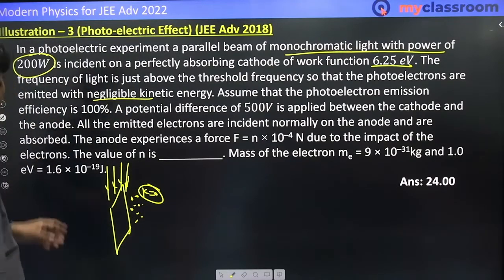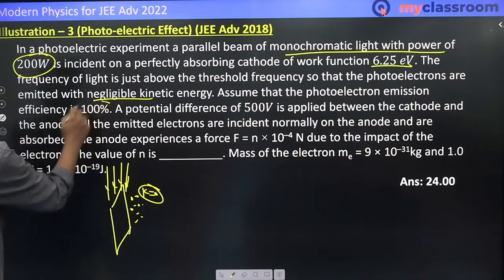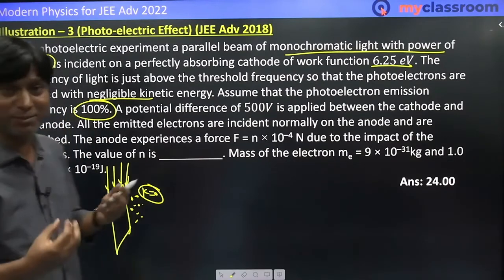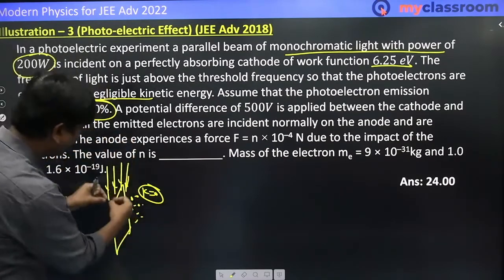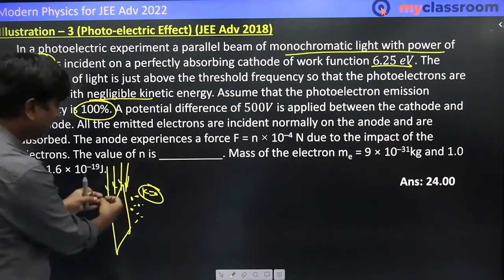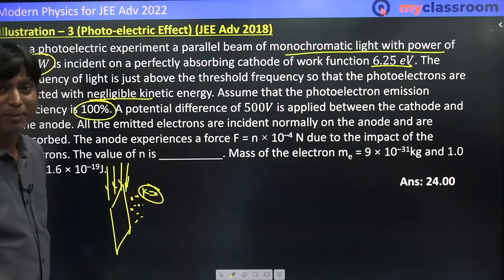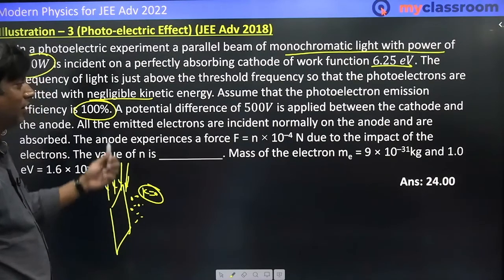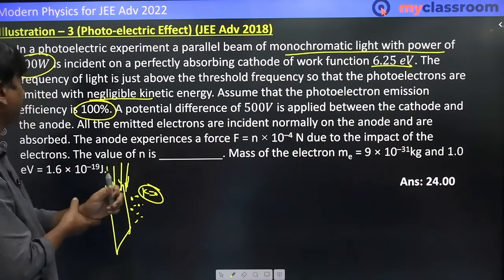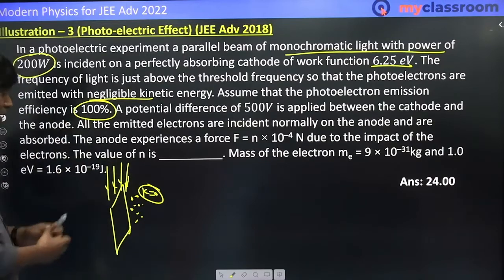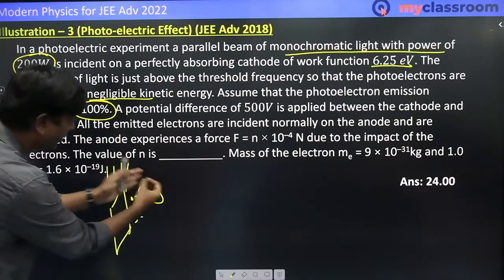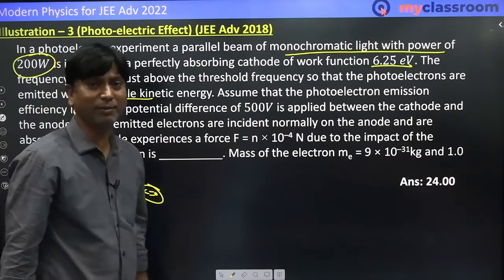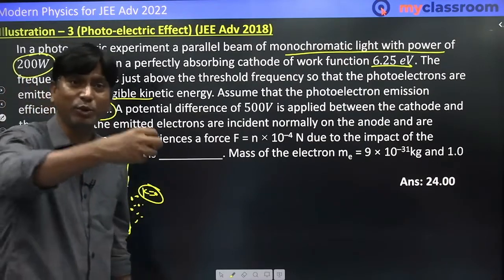Assume that the photoelectron emission efficiency is 100%. What do you mean by photoelectron emission efficiency being 100%? It means however many photons are incident on this plate per second, the same number of electrons will be ejected out per second. So each photon is able to remove one electron.